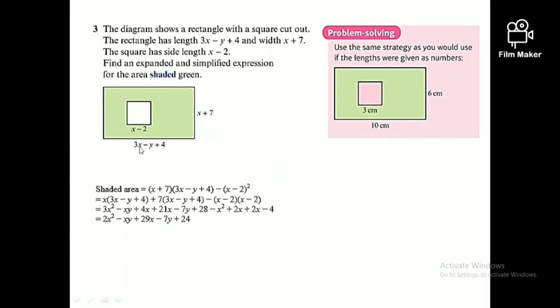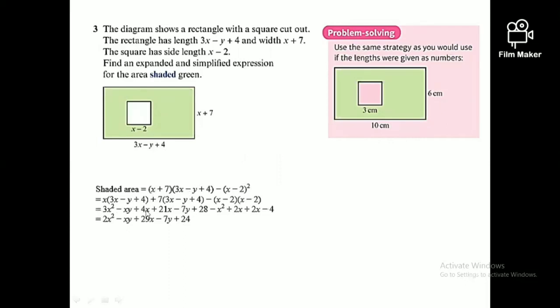The area of the rectangle becomes 3x minus y plus 4 into x plus 7. The square is x minus 2 each. Therefore, you can multiply 3x minus y plus 4 by x plus 7. You have to subtract x minus 2 squared out of that. Let's see how to do this simplification. Right? Then, if you just multiply, x into 3x is 3x squared.